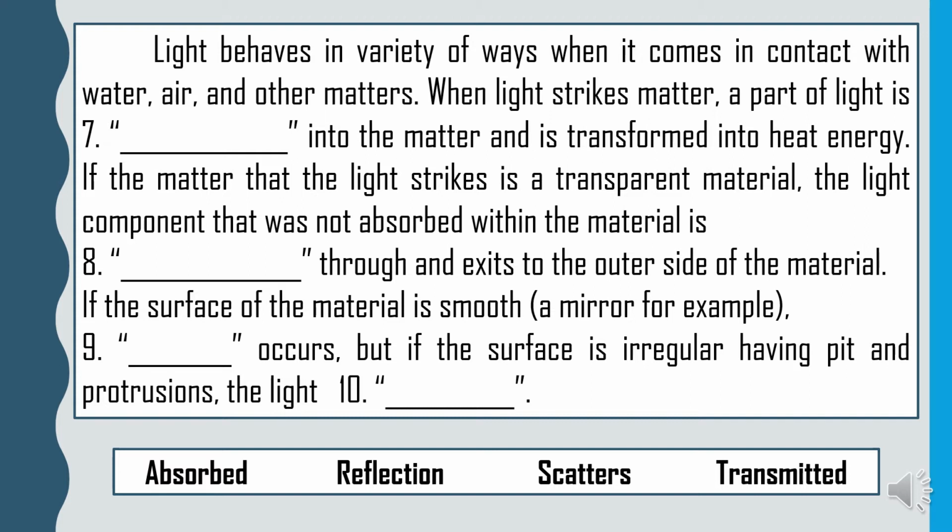If the surface of the material is smooth, reflection occurs, but if the surface is irregular, having peaks and protrusions, the light scatters. Hope you got it all right.